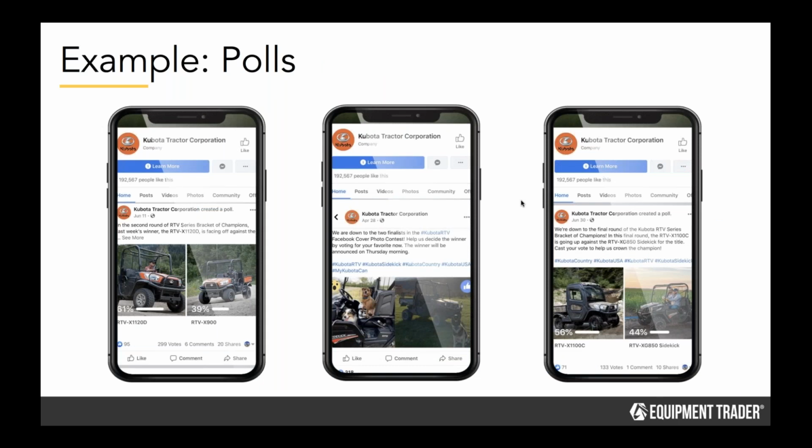Polls are another great example of fun content you can share with your followers. Kubota does a great job of sparking up debate and posting two of their RTVs side by side and letting their followers decide which is superior. They have an entire series around that in a bracket game that eventually led with one piece of equipment on top. This could be something that you come up with weekly to keep your customers engaged and looking forward to every week. It is fun and doesn't always have to be equipment related, or at least directly equipment related.